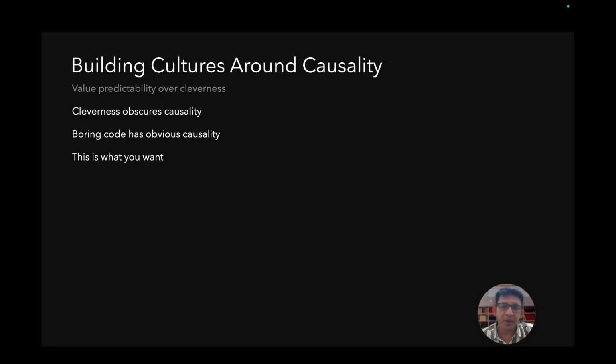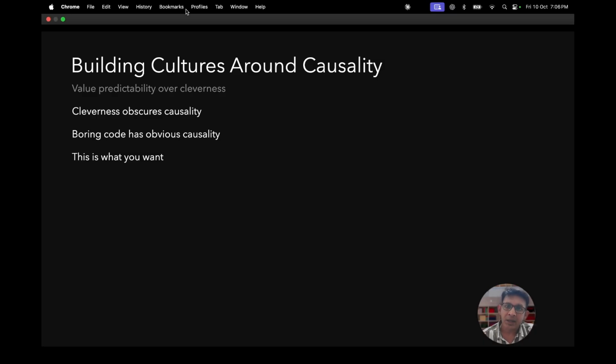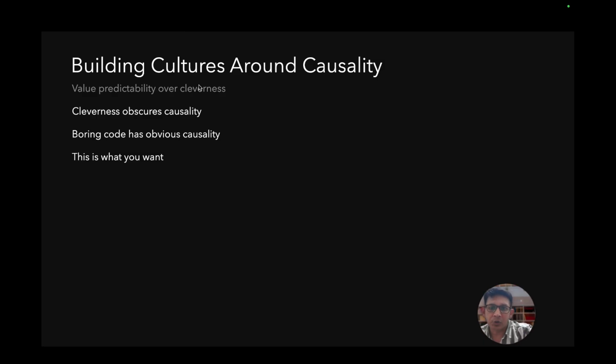Now, this is a very important aspect of building cultures around causality. Organizations that value predictability over cleverness build more maintainable systems. Cleverness often obscures causality. Clever code does surprising things. Surprising is the opposite of predictable. Boring code has obvious causality. You read it and immediately understand what it does. There's no cleverness to decipher. This is what you want.